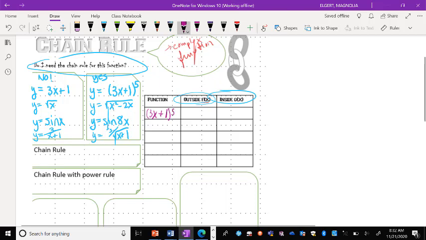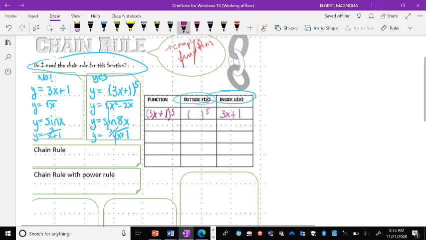The outside function of that would be this fifth power. It's usually the power or the square root. Sine and cosine trig ones are a little bit different, but the outside function of that is the fifth. The inside is 3x plus 1. Sometimes I call that the baby, the inside. I know it's weird, but that's how I thought of it.